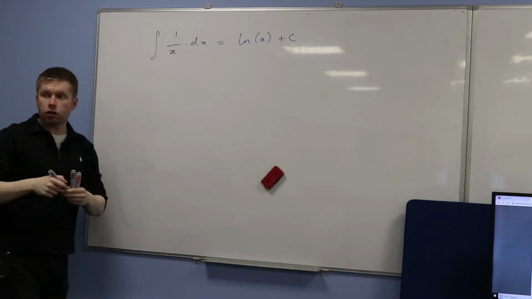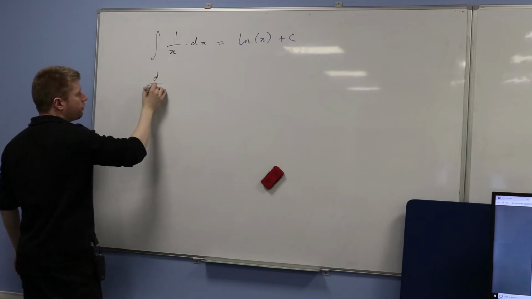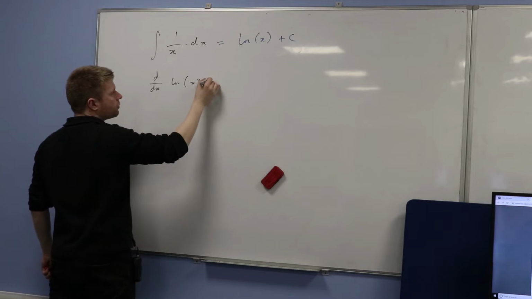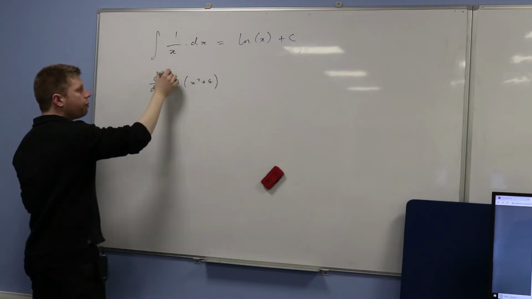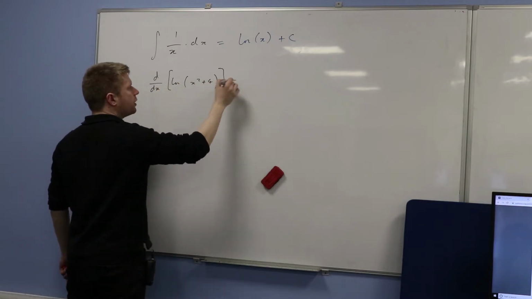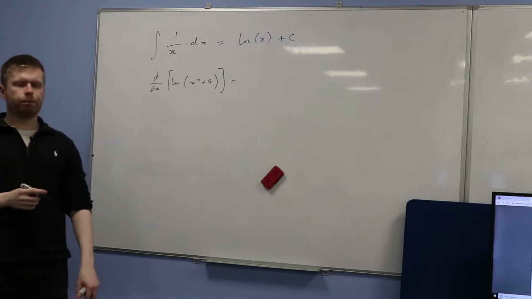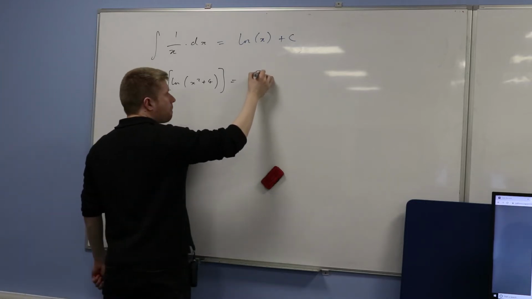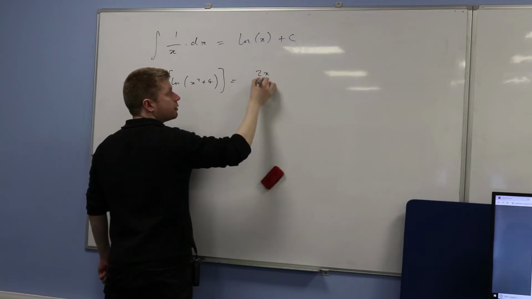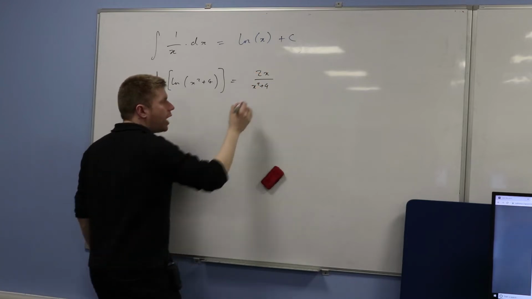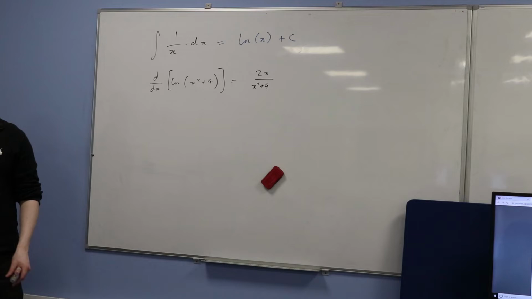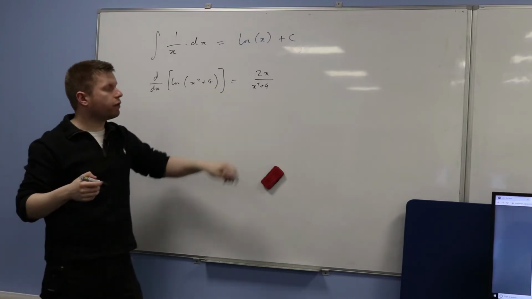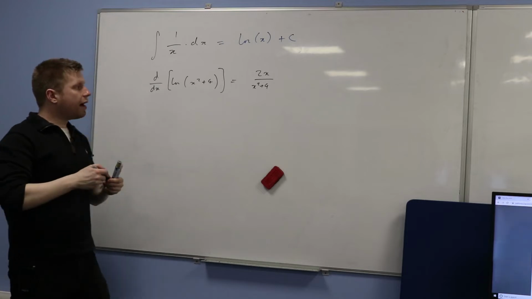So let's have a think about this in a little bit more detail. If I asked you to differentiate natural log of x squared plus 4, what would this thing be? What's the derivative of the natural log of x squared plus 4? 2x over x squared plus 4. Happy with that? We looked at it, it's literally the chain rule. Natural log function just means 1 over, leave that function alone, multiply by the derivative of that. Does that make sense?